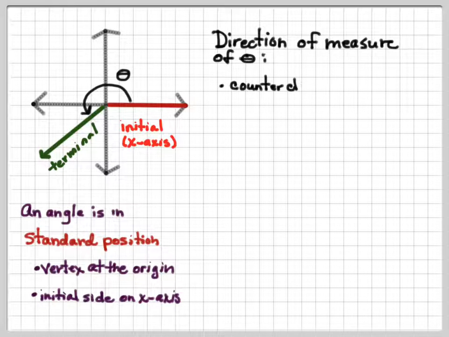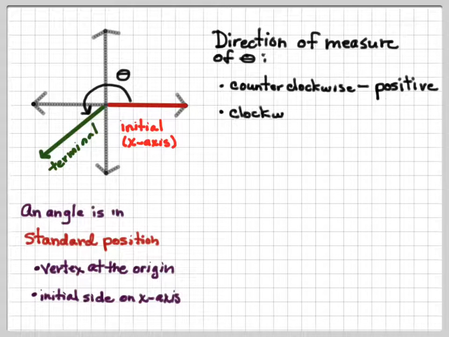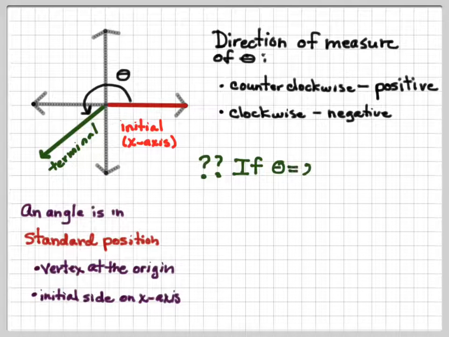The measure of theta will be positive if it goes in a counterclockwise direction, and it would be negative if it goes in a clockwise direction.